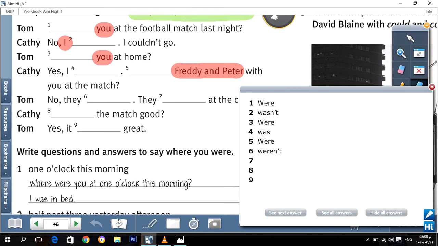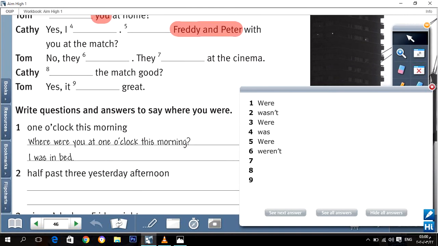After that, Tom continues the dialogue saying, they what? What do you think the answer is? The answer is they were at the cinema. Kathy has asked him another question, saying, the match good, so we need another verb here. Because the subject here is singular, the match, with singular subjects we always use was. Was the match good? says Kathy. Tom says, yes, it absolutely was great.